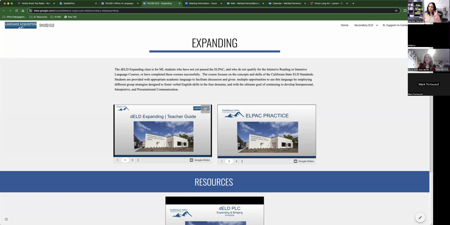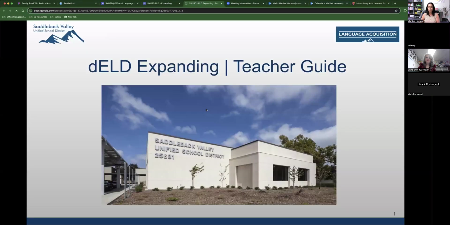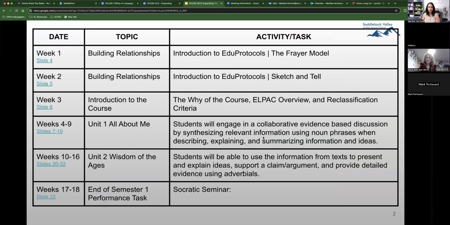So last year it was just 3 units. This year is 4 units. And so if you click on the dELD expanding teacher guide, this icon will expand it and take you to the actual course. This is your teacher guide that guides you through all the lessons. And so really today the focus is for you to understand how to manage the teacher guide.